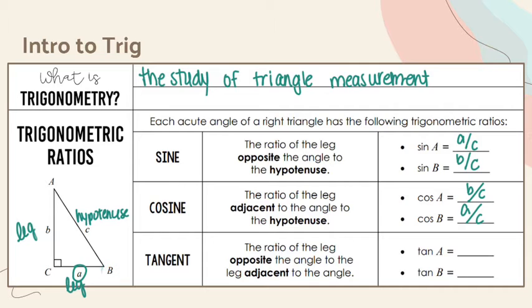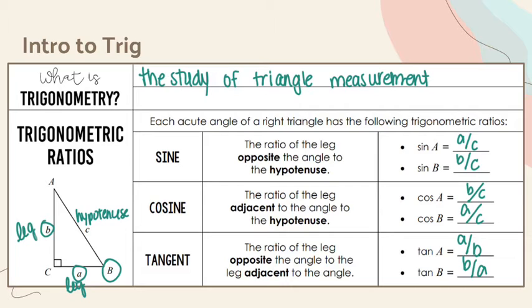Finally, tangent is opposite over adjacent. So tangent of A, if we have angle A, the opposite leg is A and the adjacent leg is B. So opposite over adjacent would be A over B. Then to find tangent of angle B, we want opposite, which is B, over adjacent, which is A. So it's going to be B over A.